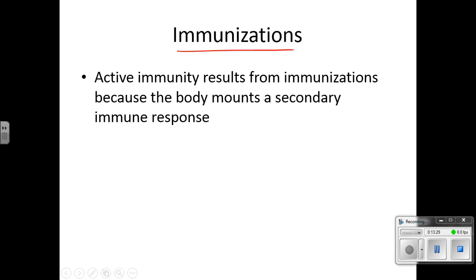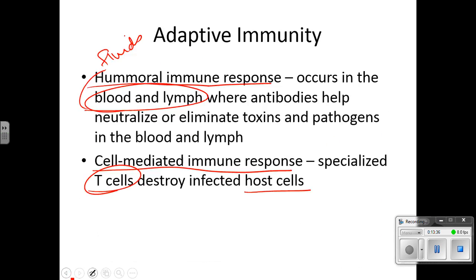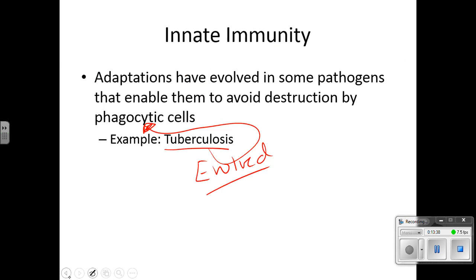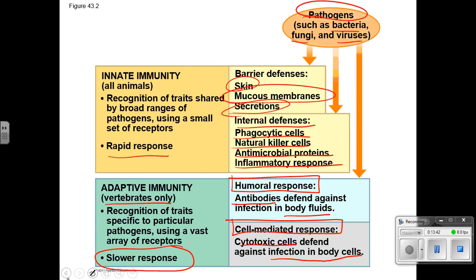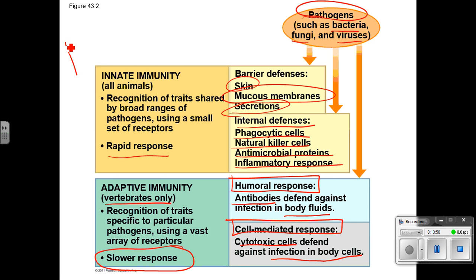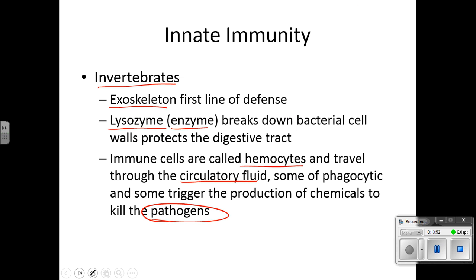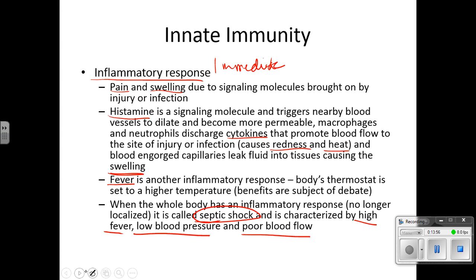Immunizations. So before I get to immunizations real quick, let me recap what I want you to remember here. I want you to go back and make sure you know the difference, because there's a lot you can learn about the immune system. But what I really want to make sure you know is the difference between innate versus adaptive immunity. Okay, so make sure you know that. I want you to understand the inflammatory response.